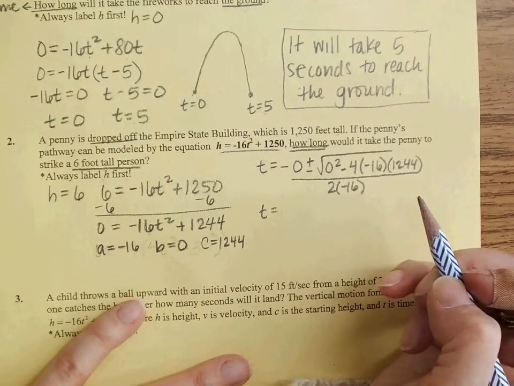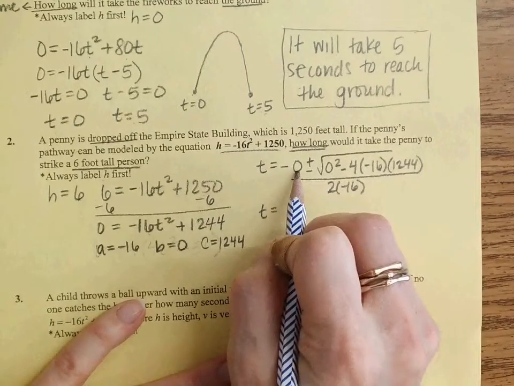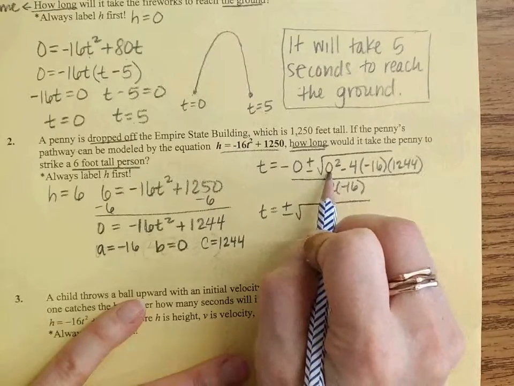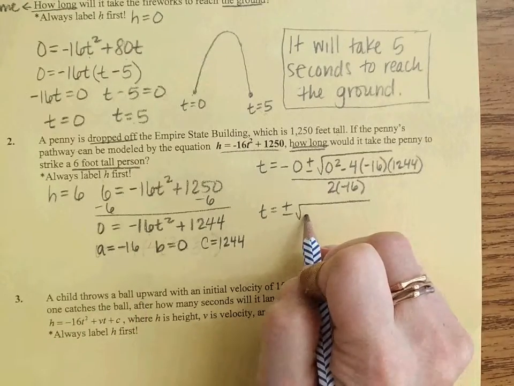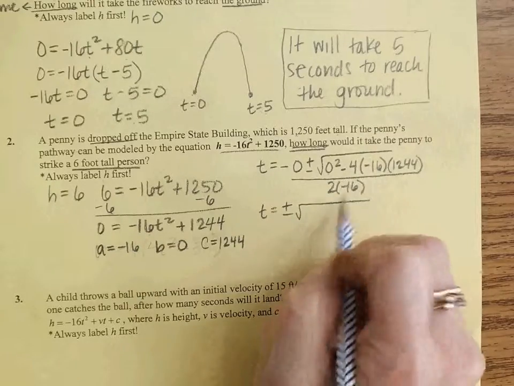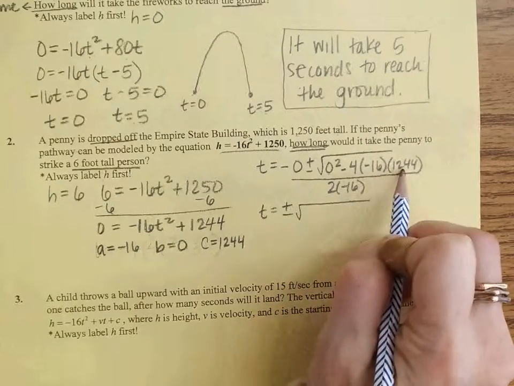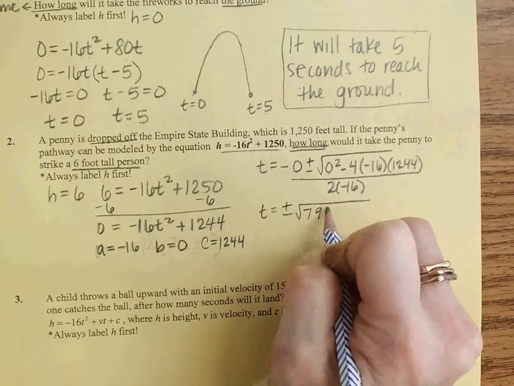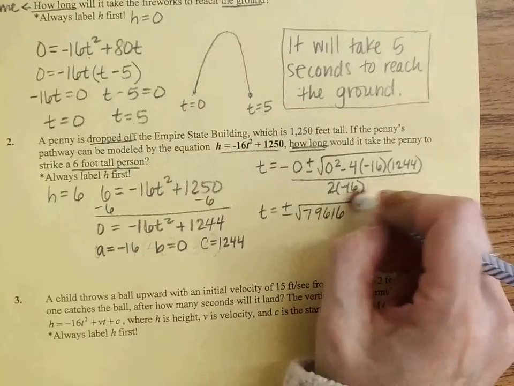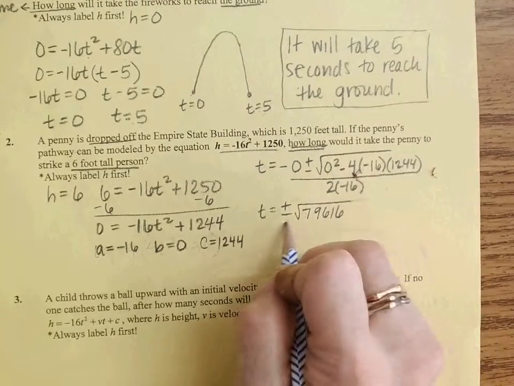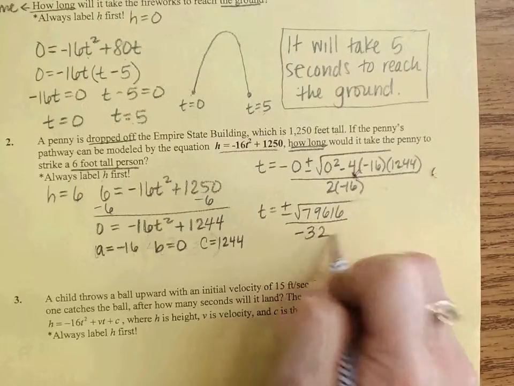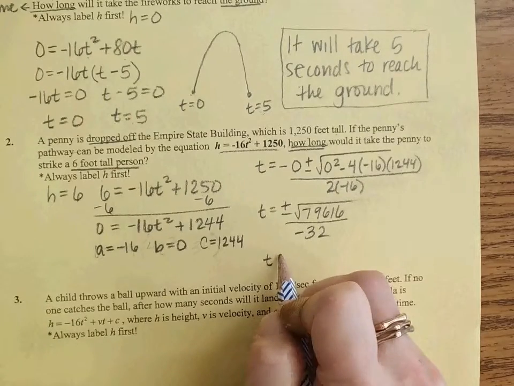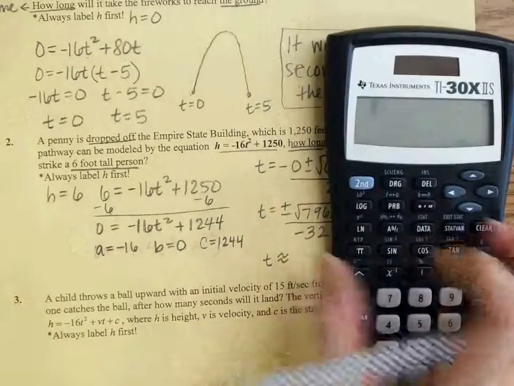And then my next step, I start simplifying. Okay, negative 0, I don't need to rewrite that. I'm just going to drop down my plus or minus. 0 squared, I don't need to write that, but I know negative times a negative is a positive. I'm going to go ahead and multiply these three numbers together, and I get a big number. I get 79,616 divided by negative 32. Okay, from here I'm going to go ahead and substitute this into my calculator and come up with my two answers.